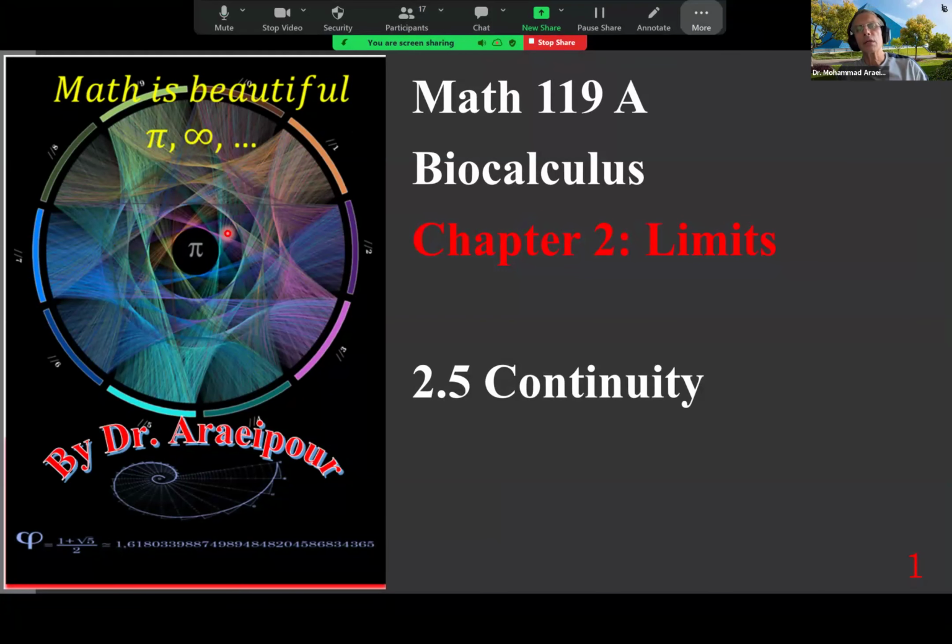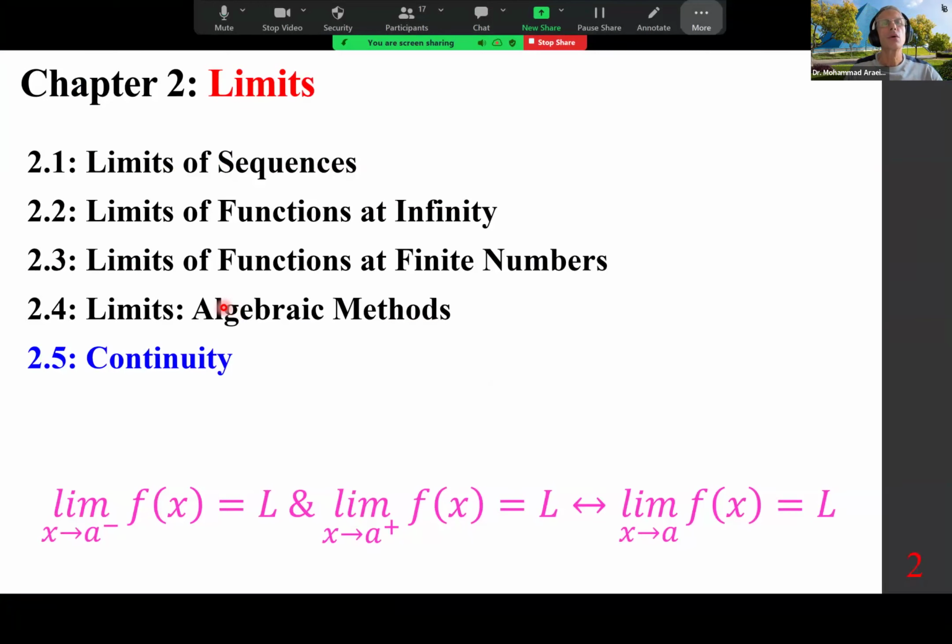Good morning, class. We are looking at chapter 2, limits. Here's 2.5, continuity. So we covered limits of sequences, limits of functions at infinity, limits of functions at finite numbers, and algebraic methods, and we are going to move on to continuity.